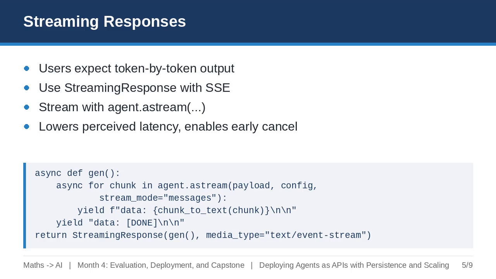Users expect responses to appear token by token, not after a long pause. FastAPI's streaming response with server-sent events lets you yield chunks as the agent produces them. Use the async streaming method and emit each chunk as an SSE event, finishing with a done marker. Streaming dramatically improves perceived latency and lets clients cancel long runs early.